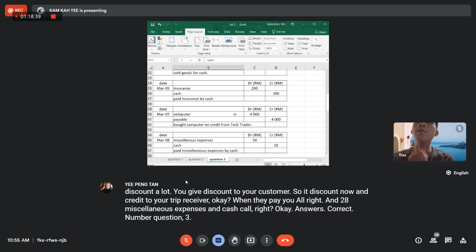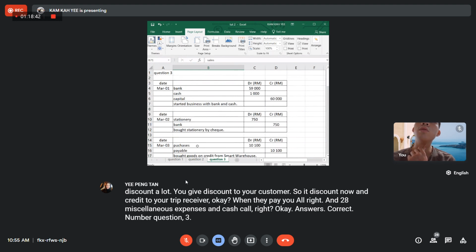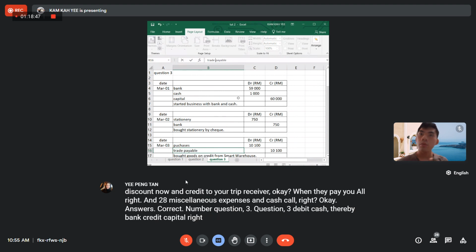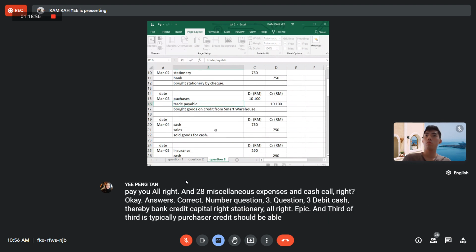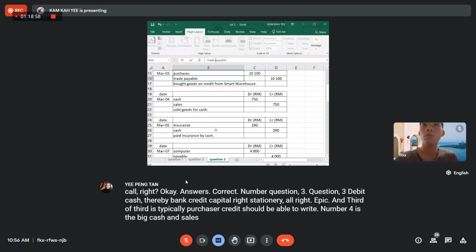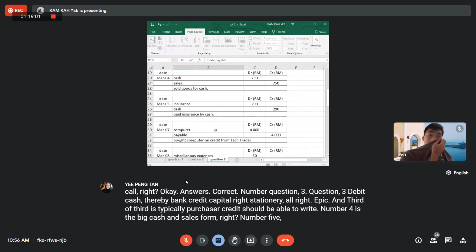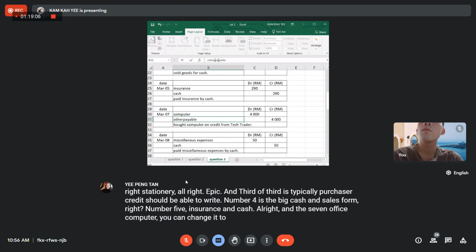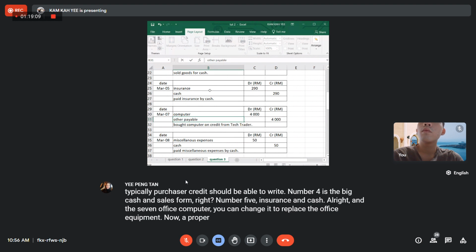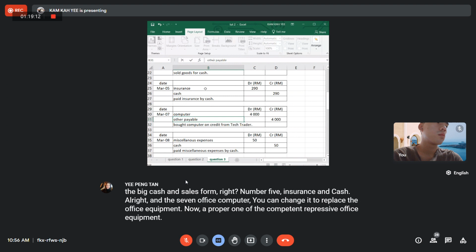Question 3. Debit cash, debit bank, credit capital, correct. Stationery, correct. Third is debit purchases, credit payable, correct. Number 4 is debit cash and sales, correct. Number 5, insurance and cash, correct. Number 7, office computer. You can change it, replace with office equipment, a proper one. Okay, and number 8 is miscellaneous and cash, correct.